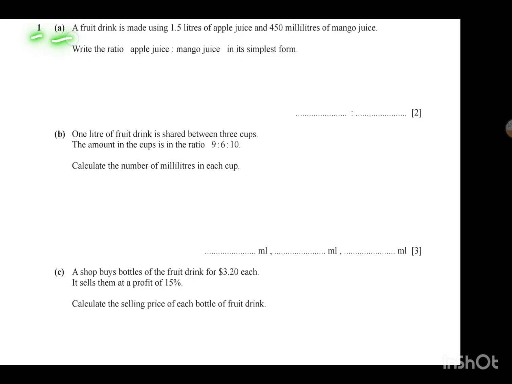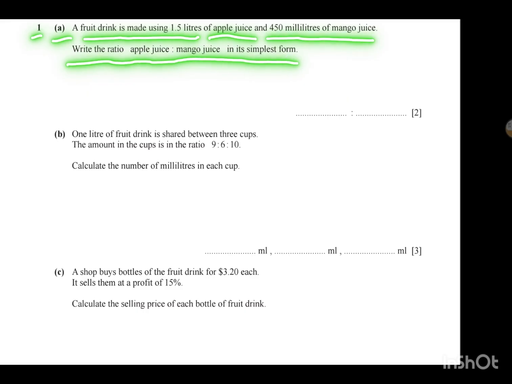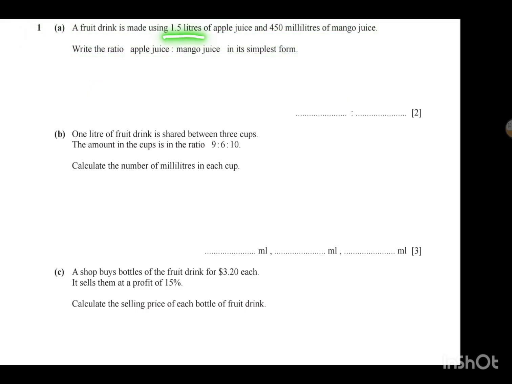Question number 1. A fruit drink is made using 1.5 liters of apple juice and 450 milliliters of mango juice. Write the ratio apple juice is to mango juice in its simplest form. Here, one quantity is given in milliliters and the other in liters, so we have to convert it into one unit. Let us convert 1.5 liters into milliliters. When you convert liters into milliliters, you multiply by 1000 because 1 liter is 1000 milliliters. When I multiply, I get 1500 milliliters. And mango juice is already given in milliliters.